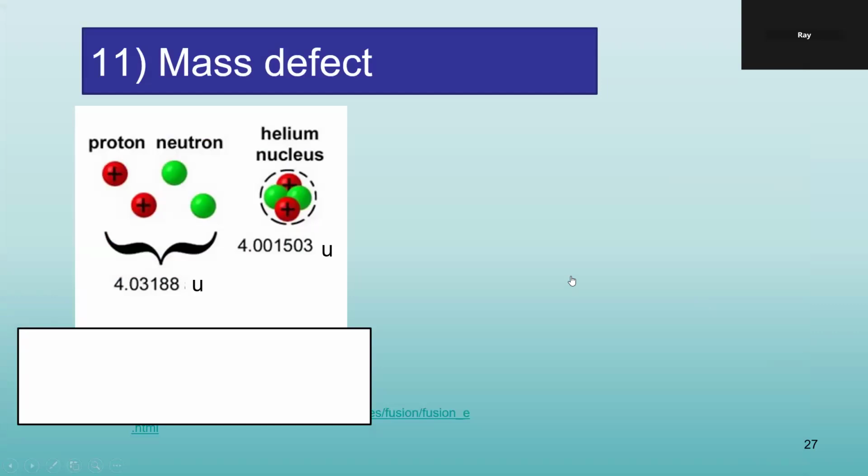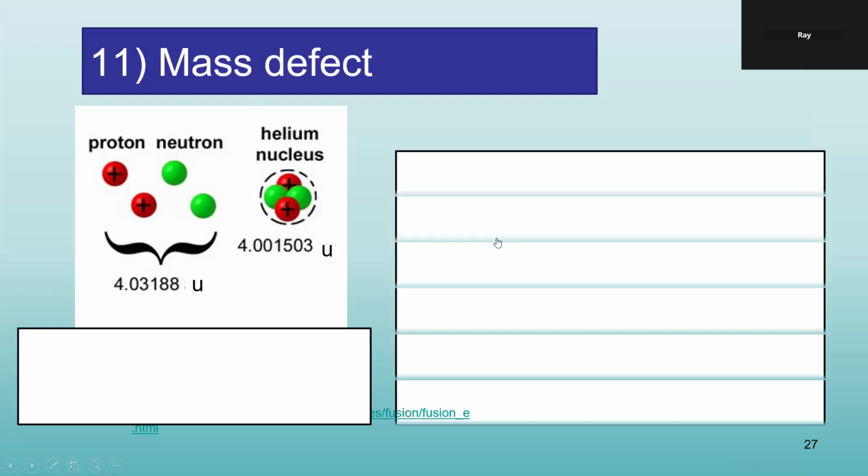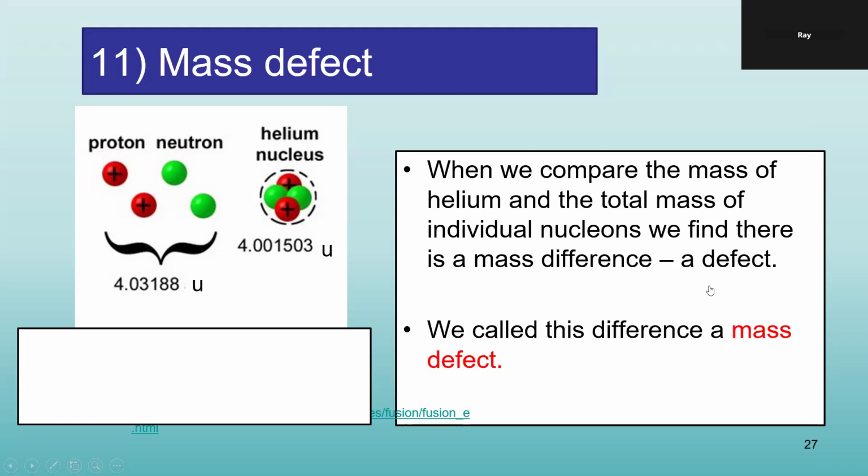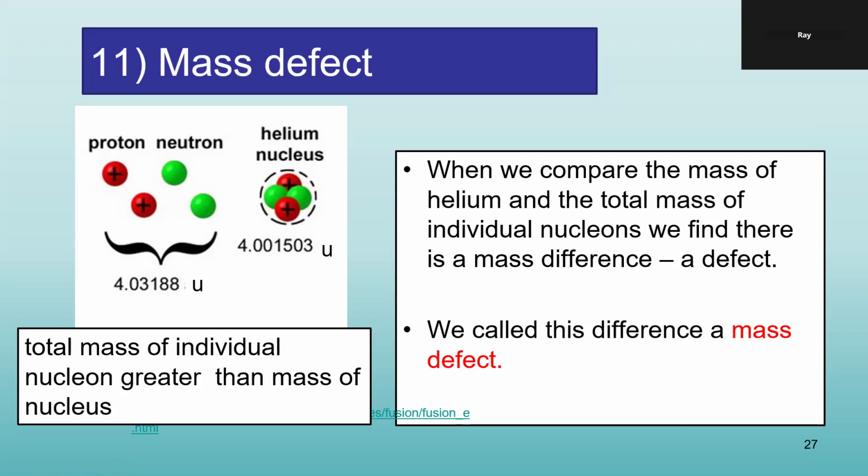Mass defect. You compare the mass of the nucleus and the total mass of the protons and neutrons that make up the nucleus. You can see there's a difference in mass. We call that the mass defect. When we compare the mass of the helium nucleus and the total mass of the individual nucleons, we find that there's a mass difference. So the total mass of the individual nucleons is greater than the mass of the nucleus.